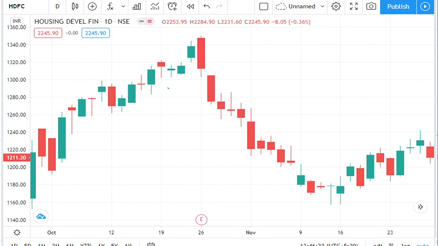There's one more example here: a bullish candle, then a bearish candle with a higher high and lower low when compared with the previous candle. This is the breakout candle. Once it happens, see the price of the stock.